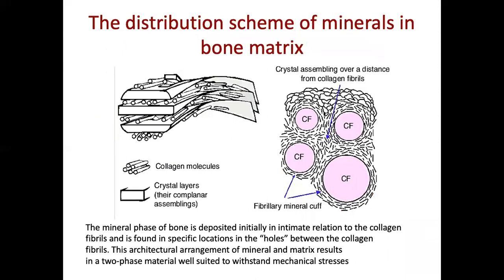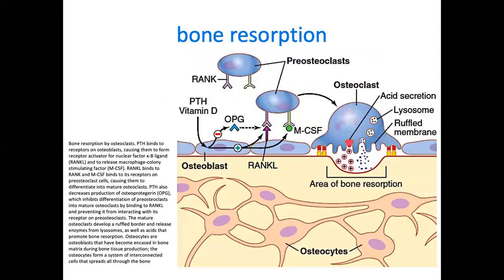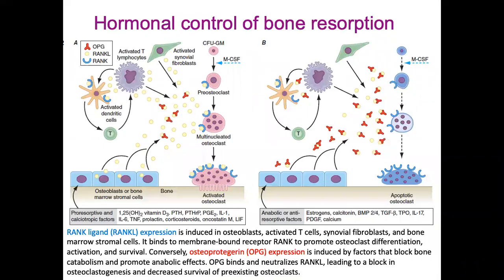So this is the distribution scheme of minerals in the bone matrix. It's a combination of collagen molecules as well as crystal layers in between, that provides strength that will withstand mechanical stress. Okay, so remember how your bone resorption works. I think we've discussed this in the previous slides, and just remember how your hormones affect bone resorption. So this one is the hormonal control of bone resorption.